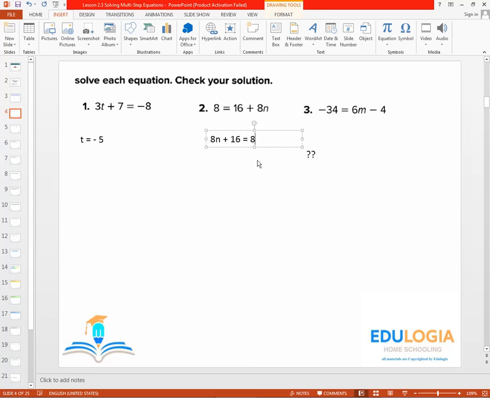Commutative property, exchanging. Okay, no problem. On the left-hand side, we have 8n. On the right-hand side, we have 8, and transferring positive 16, it's negative 16. Now, once again, we have 8n on the left and 8 minus 16 is negative 8 on the right.